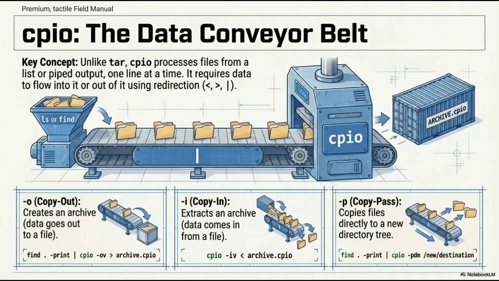Exactly. Has no idea. So how does it get them? It requires a list of files to be physically fed into it using standard input and output redirection. Like the arrows in the terminal. Yes. We're talking about using the pipe symbol, the vertical bar, or the less than and greater than arrows. CPIO operates in 3 main modes. Okay, let's hear them. The -o flag is copy out, creating an archive from the data flowing into it. -i is copy in, extracting an existing archive. And -p is copy pass, which takes a list of files and copies them directly to a new directory without ever making a middleman archive file.